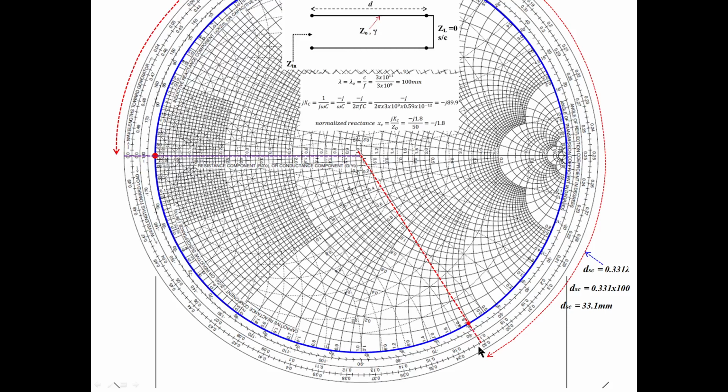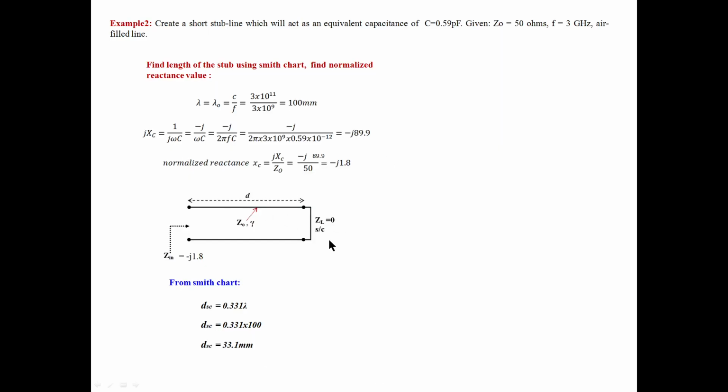From there you draw a line to the wavelength scale and to the center of the Smith chart. Read the distance from here up to whatever point is there. That gives the length of the stub. We can easily implement inductors and capacitors using transmission lines. It is not like a lumped element, as you can see. This is a piece of transmission line but behaves like an inductor or a capacitor.